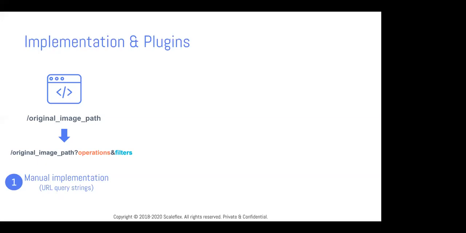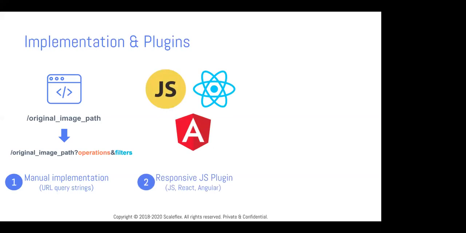It's more or less a find and replace at the end of the day, but it's something that has to be done in the code with URL query strings here in this example. The second way to implement Cloudimage is by using one of our plugins.